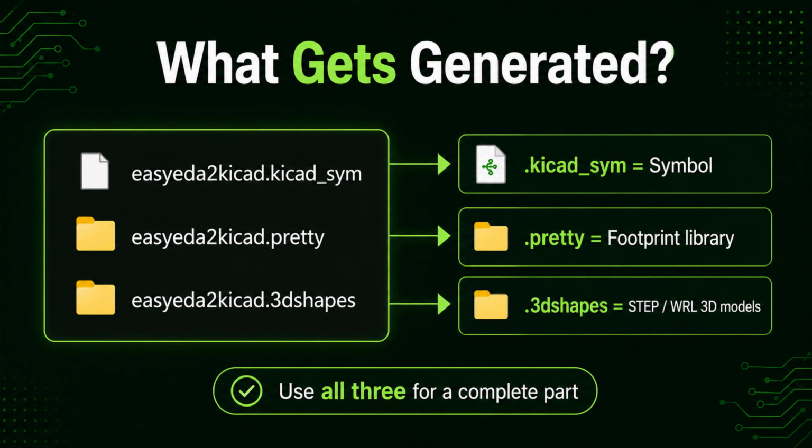The conversion creates three important library items. The file ending in .kicad_sym contains the schematic symbol. The folder ending in .pretty is the KiCad footprint library and contains the PCB land pattern. The folder ending in .3dshapes stores available STEP and WRL models for three-dimensional PCB viewing. These three items work together to create a complete component. The symbol represents the part in the schematic, the footprint defines the copper pads and physical placement, and the 3D model shows its mechanical appearance. Some components may not include a usable 3D model, so always inspect the generated output before relying on it.